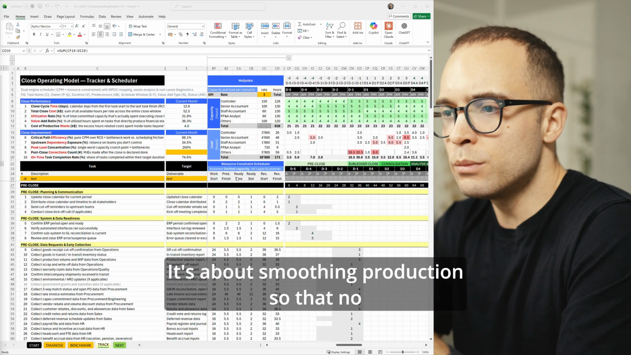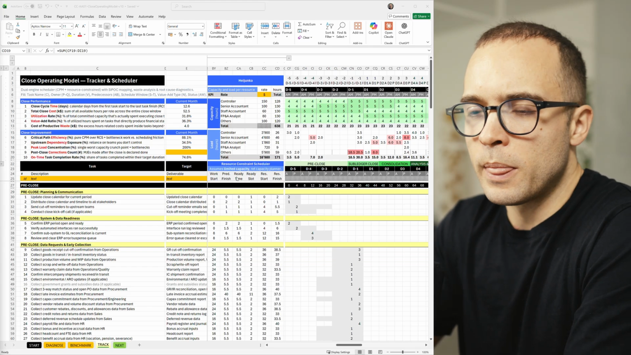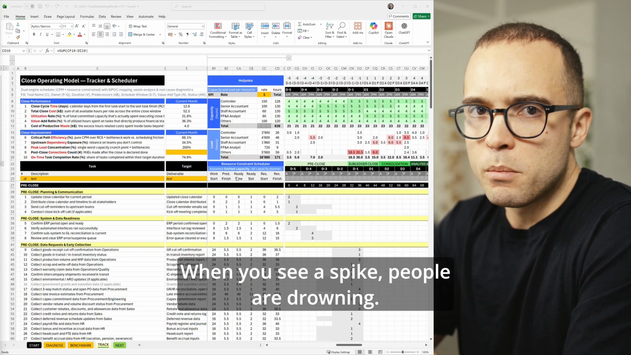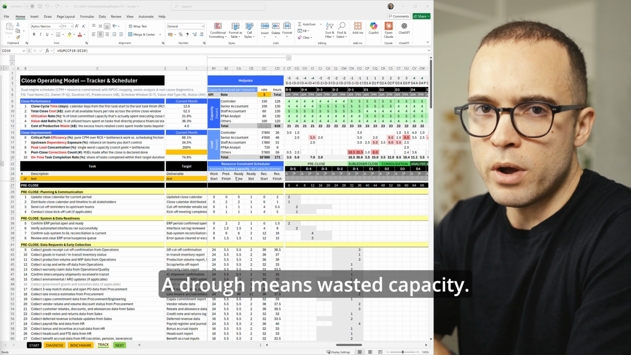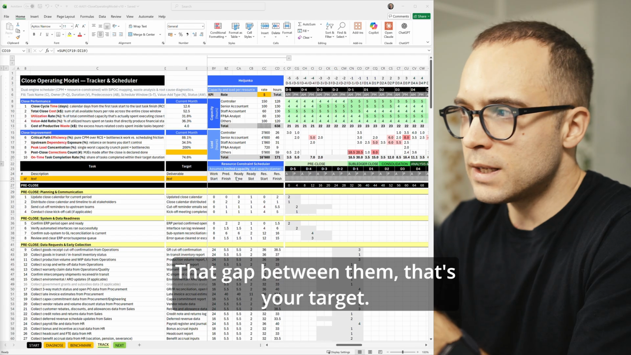It's about smoothing production so that no station is overloaded while others sit idle. When you see a spike, people are drowning. A trough means wasted capacity. That gap between them, that's your target.